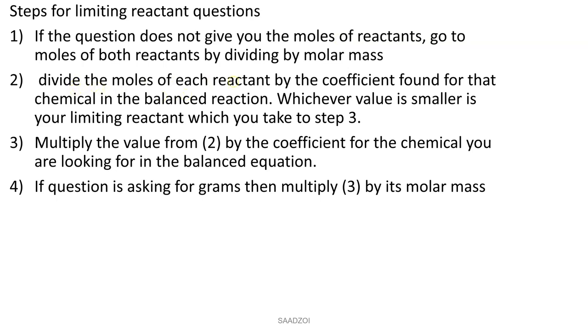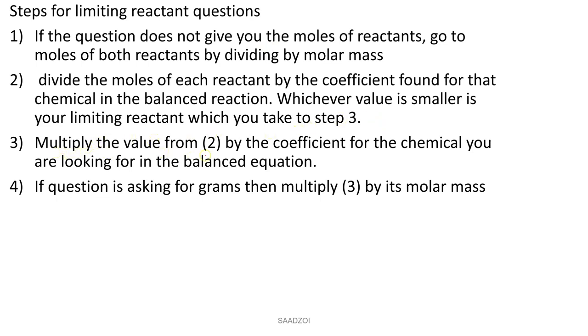2, divide the moles of each reactant by the coefficient found for that chemical in the balanced equation. Now this may seem really confusing at first, but once you see it, you understand how to do it better. So in this situation, you're going to take the reaction, whatever it is, and you're going to divide by the coefficients to go from the moles of the chemical that you figured out in step 1 into a number, and that number is going to help you identify the limiting reactant.